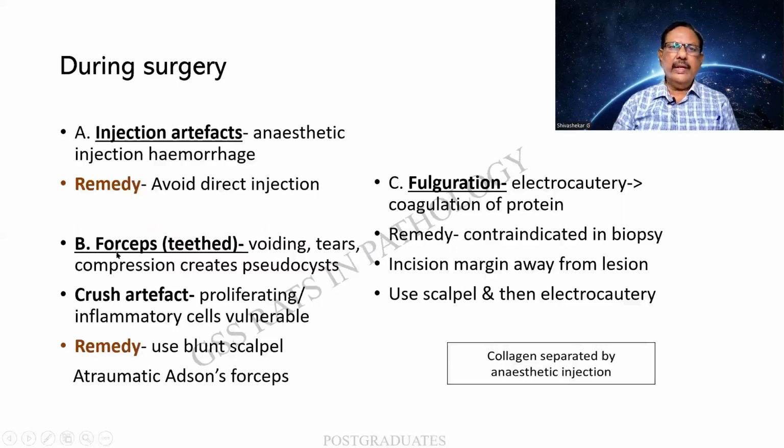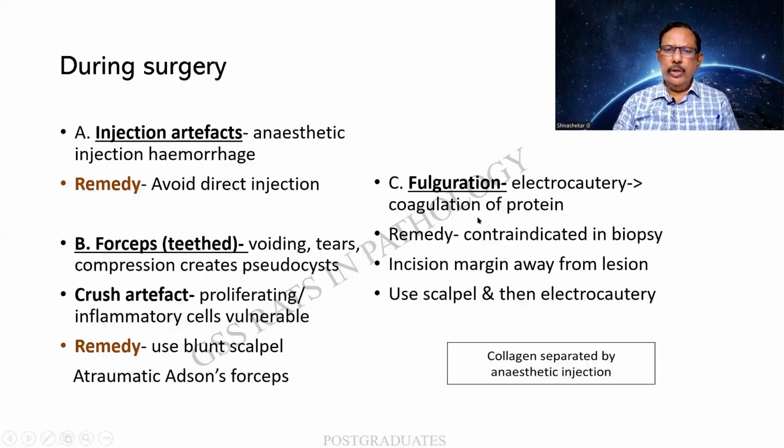Forceps. Again, there can be a crush artifact. Many a time the tissue itself has a small cell carcinoma, for example. You find that there will be a crush artifact. But it is better that instruments such as tooth forceps are not used. And the remedy will be using a blunt scalpel or atraumatic forceps.